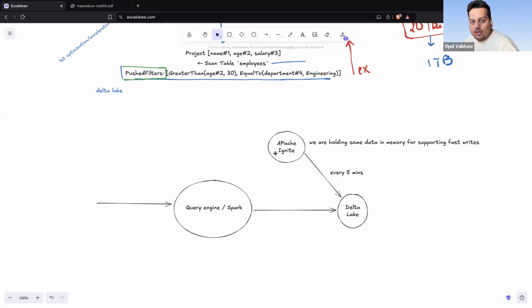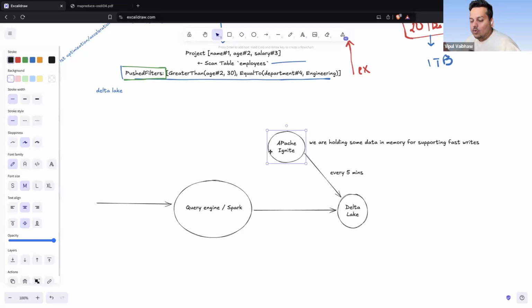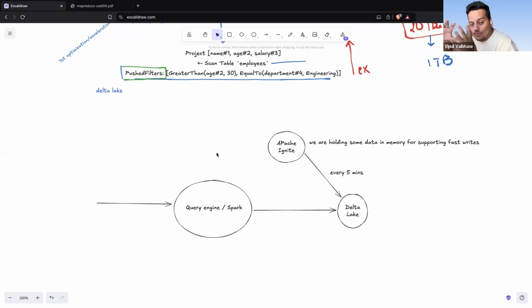But are you talking about flushing periodically? Yes. Let's say you accumulate a buffer for 5 minutes, and then you push things to Delta Lake because writing a Parquet file is expensive. It takes time. So don't get into why we are doing this. Just assume that there is somebody who does this.